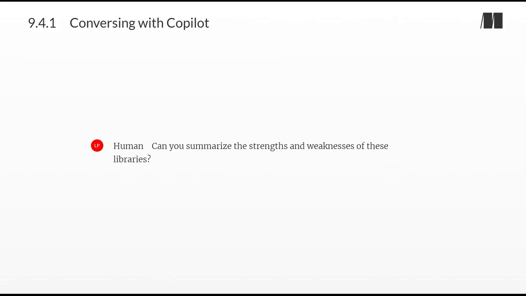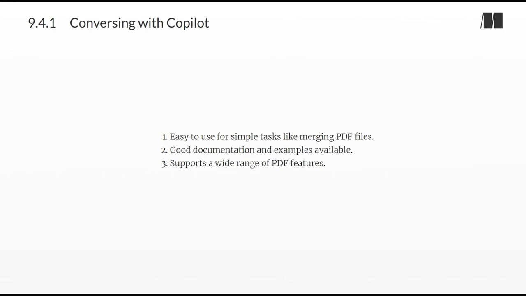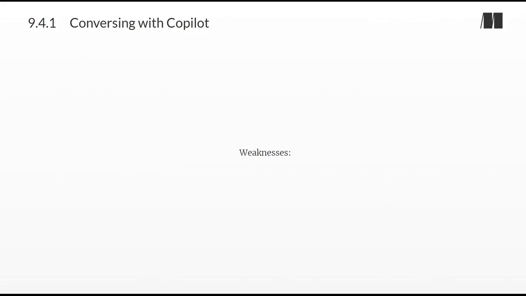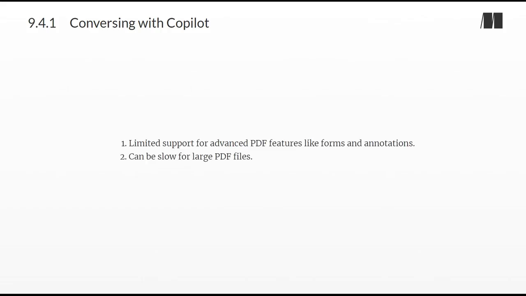Human: Can you summarize the strengths and weaknesses of these libraries? GitHub Copilot: Certainly. Here is a summary of the strengths and weaknesses of the libraries I mentioned. PyPDF2, a library for working with PDF files with support for text, graphics, and images. Strengths: 1. Easy to use for simple tasks like merging PDF files. 2. Good documentation and examples available. 3. Supports a wide range of PDF features. Weaknesses: 1. Limited support for advanced PDF features like forms and annotations. 2. Can be slow for large PDF files.